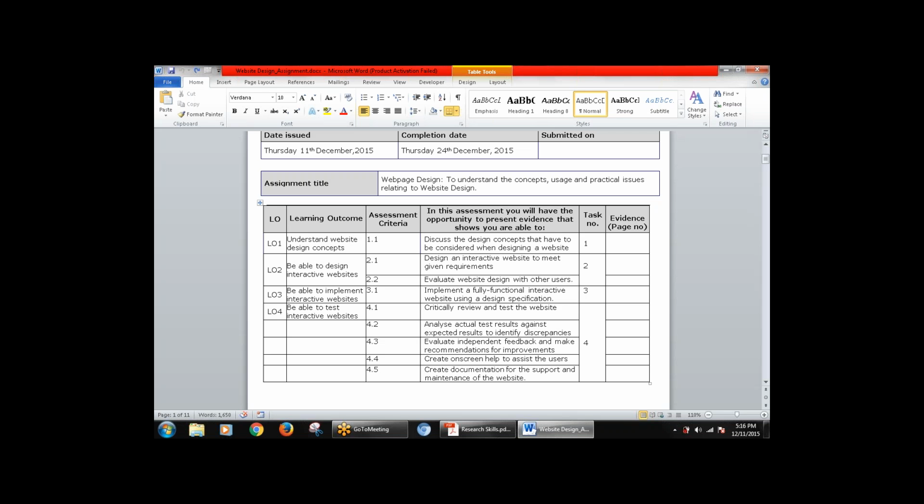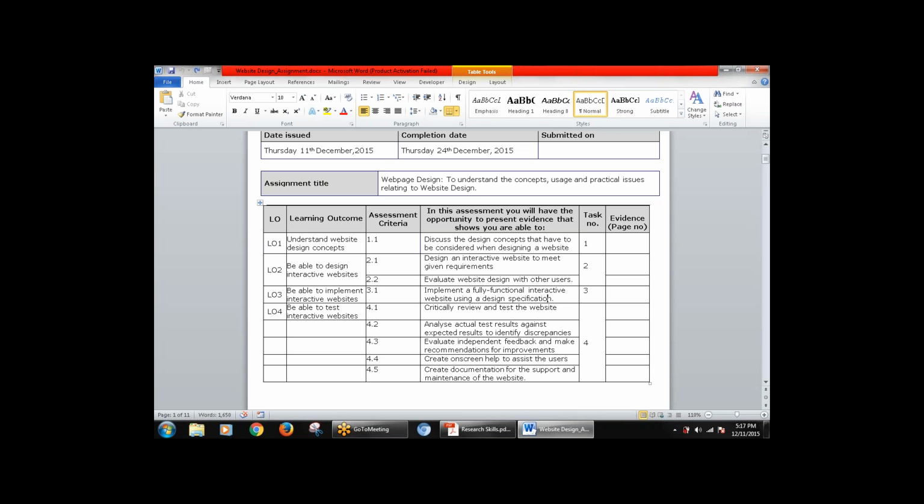So 4.1 is critically review and test the website. That is how to use the website and what are the various reviews to test the website. Then 4.2 is analyze actual results or test results against the expected results to identify discrepancies. So if there are any discrepancies, you can identify them by analyzing the actual results against the expected results.